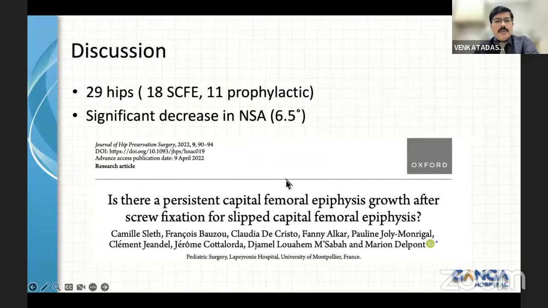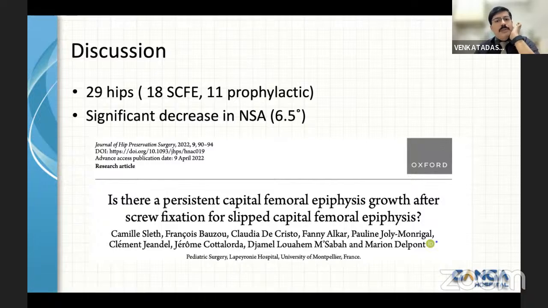This is yet another paper published in the Journal of Hip Preservation Surgery, where they said there is a significant decrease in neck shaft angle. We were surprised to see this because in our series, the neck shaft angle was completely normal. There was no significant difference, even statistically. But when we looked at the data in detail, they had 29 hips, out of which 18 were patients who had slipped capital femoral epiphysis, and only 11 were prophylactic. They included all 29 hips for this study, and that is probably the reason why they had a decrease in neck shaft angle in this series.